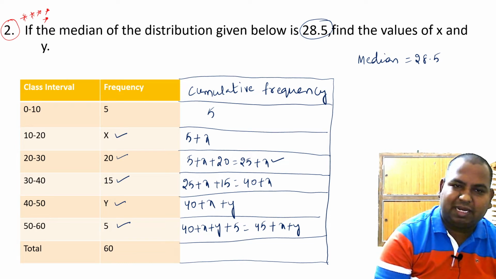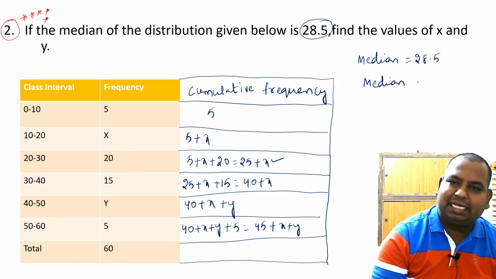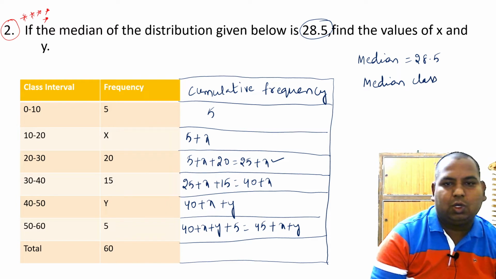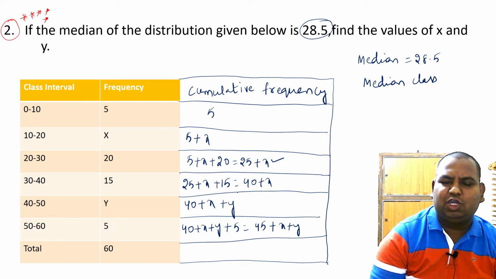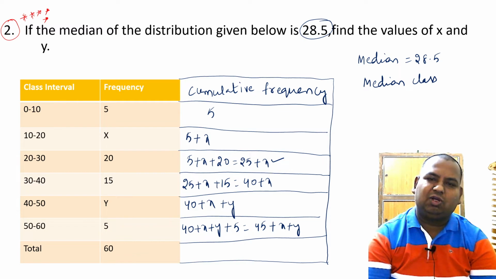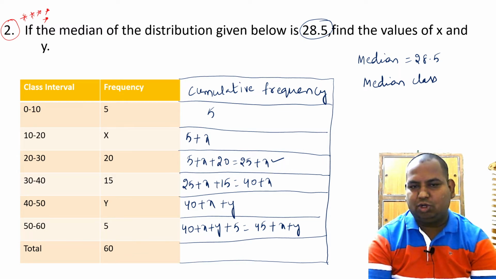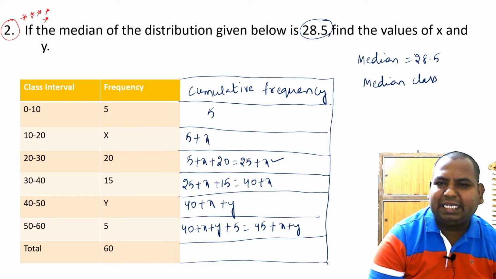Now what is the third step? An important step. We have to find the median class. Third step is very important. So how to find the median class? Here we don't have cumulative frequency as natural numbers because we have variables here. So we cannot go with that process as I told you earlier. But he gave the median as 28.5.